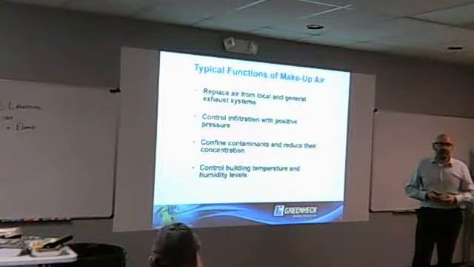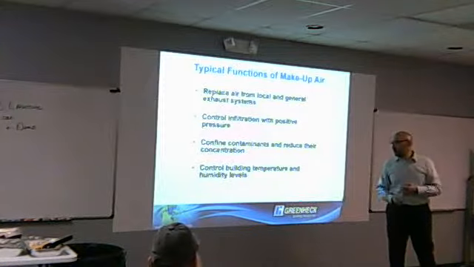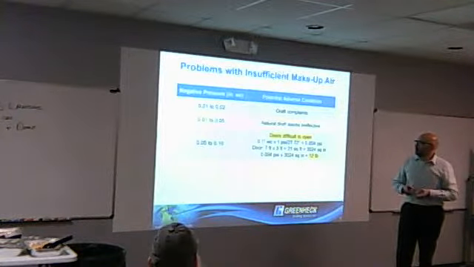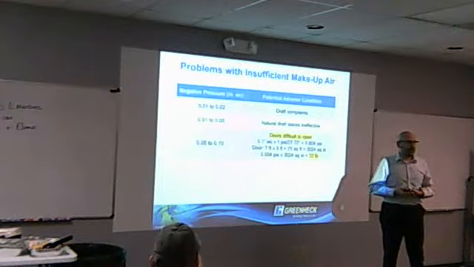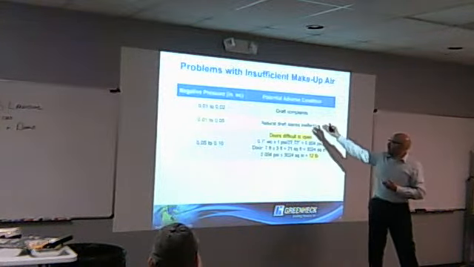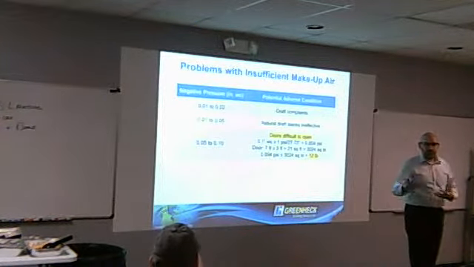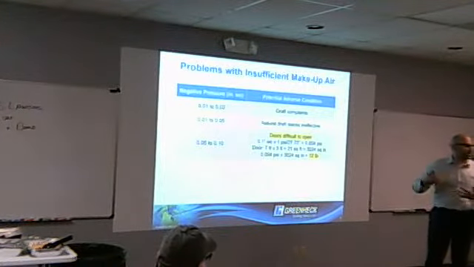We also control building temperature and humidity levels. Pretty self-explanatory, but if a building needs heat, that outside air can help provide it. In terms of problems with insufficient makeup air, we could have a condition of draft complaints. If we begin to go negative, we're just pulling air in under a door or through a cracked window.